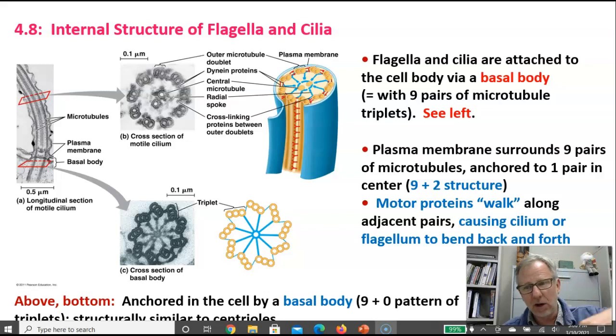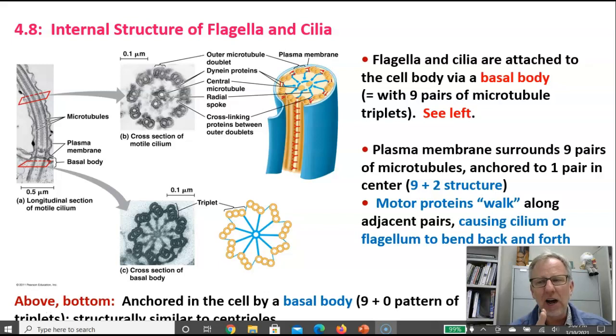And then on the very bottom of the figure, it's showing you a cross section through a basal body, a slice through a basal body. What you can see is it's made up of triplets of microtubules, and there are 9 triplets, all making a ring, like the rim of a wheel.